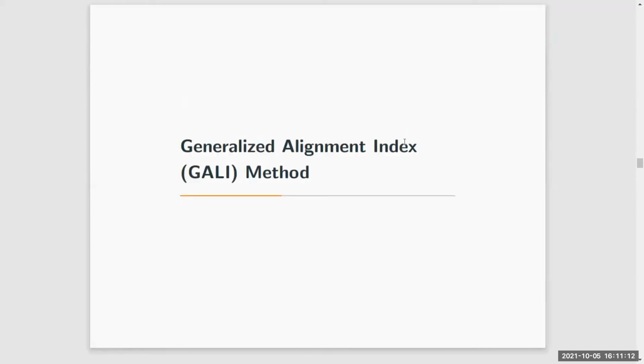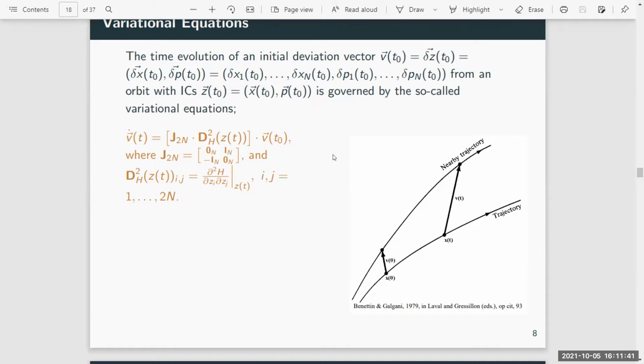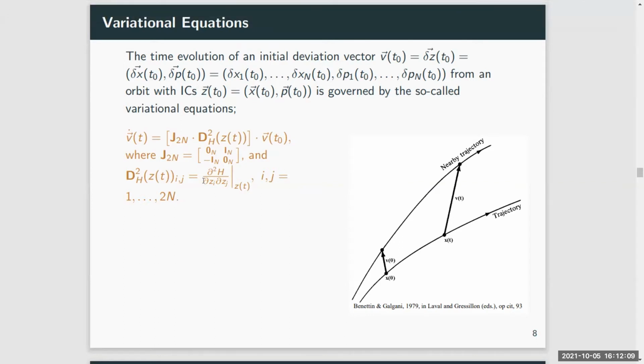Okay, so the generalized alignment index, as I said, Prof. Skokos already explained it very well and gave you good examples. So I'm not going to go through it in detail. However, I will briefly discuss how we are computing it and give the results we found in our work. In order to compute the GALI chaos indicator for a particular orbit, we have to follow the evolution of the orbit, along with initially linearly independent deviation vectors. The time evolution of the initial vectors, the so-called variational equation, is given here. Already explained earlier, so let me just skip it.